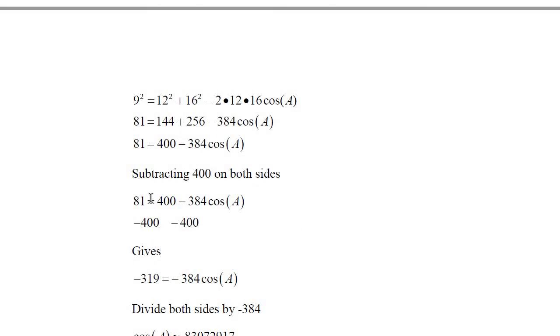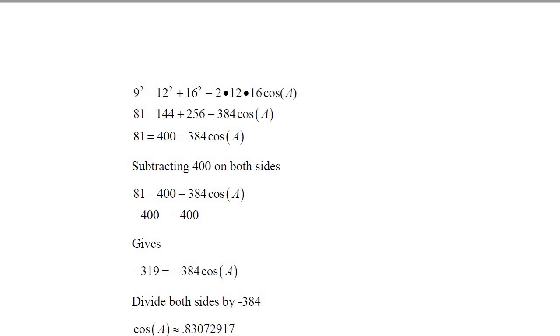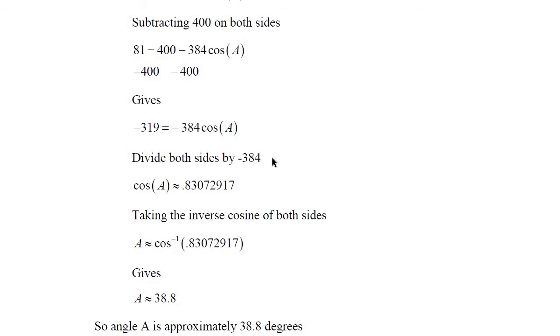Subtracting 400 from both sides, 81 minus 400 gives me negative 319 is equal to negative 384 times the cosine of A. To get the cosine of A by itself, I'm going to divide both sides by that coefficient, negative 384, and that gives me the cosine of A is equal to 0.83072917. Taking the inverse cosine of both sides, angle A is approximately the inverse cosine of 0.83072917, which gives me A is approximately 38.8 degrees. So if I know all three sides, I can find an angle.